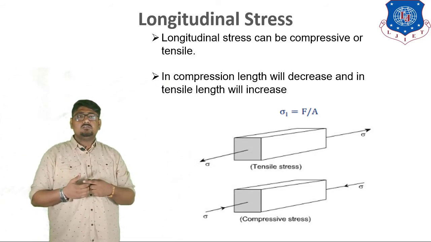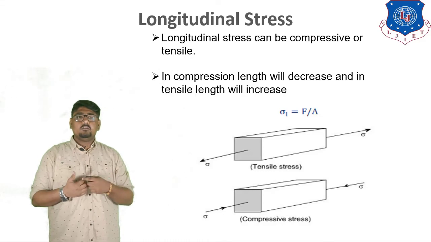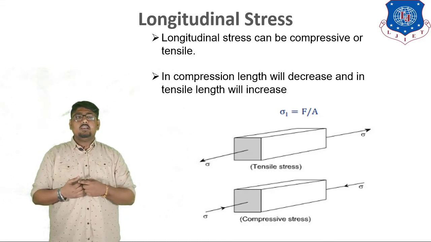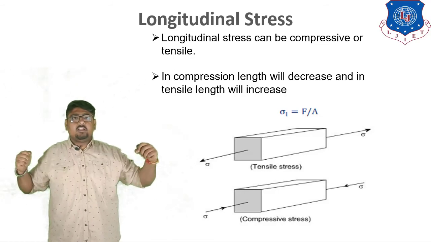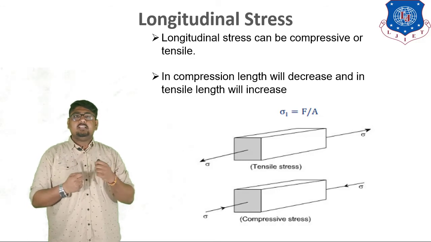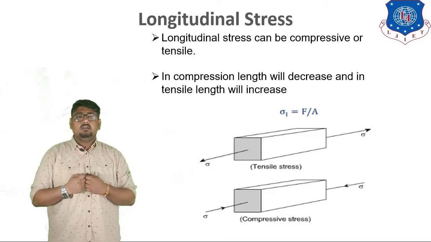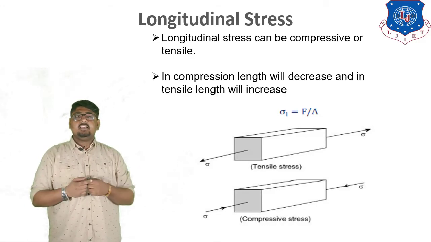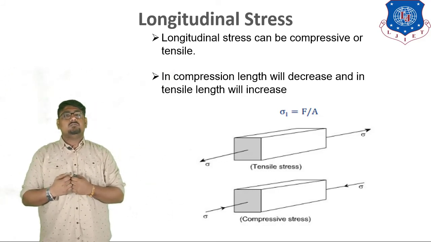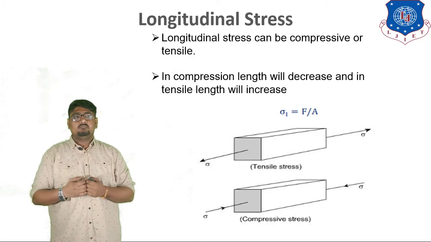You can see the load is normal, force is perpendicular to the cross-sectional area. So over here, if stretching is there, it means a tensile load is there. Because of that, the tensile stress will generate. And in the second case, you can see the compression is there, and because of that, the compressive stress will be generated inside the body.